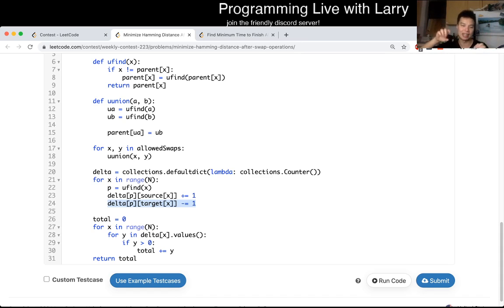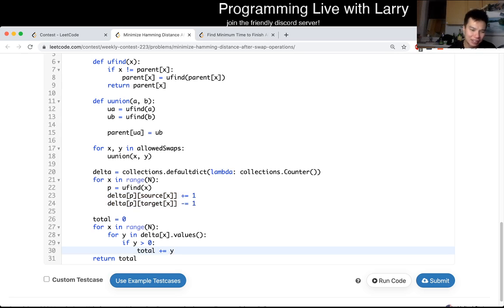But the way that I do it is, okay, if the source has a 1, this will increment by 1. If a source has a -1, then it would just cancel that back out to 0, right? So then after that, I have a total where I just sum up all the values in these delta arrays, and that's pretty much it.